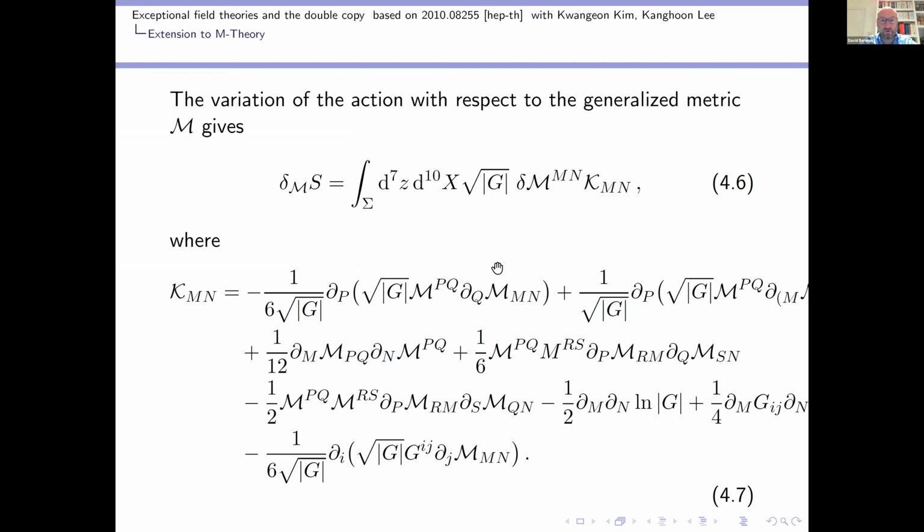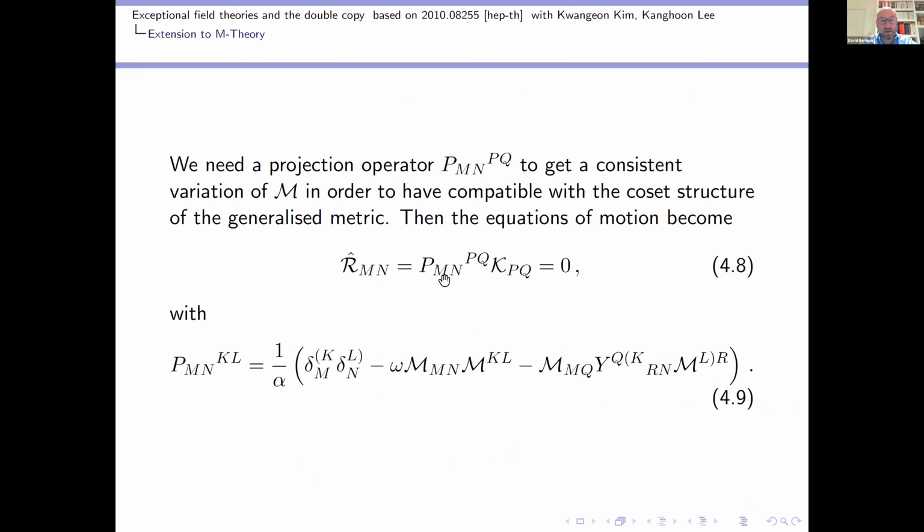K was just the variation of the action. And this will project you down so that you don't end up with an overly constrained system. So the actual equations of motion are just given by this R hat being 0. And this is the projector, which is again in terms of the metric. And this Y tensor is an object that's proportional to the structure of the theory, okay, related to the structure of the theory. So why do we do all of this?